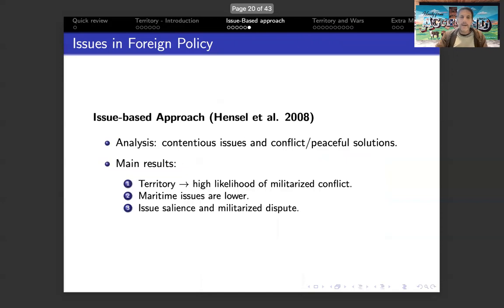Going back to the work by Hensel and his associates, what they do is test a series of hypotheses using data about different conflicts that revolve around different issues, trying to assess which of them are most likely to be viewed as contentious issues, which means which types of issues are more likely to trigger conflict-type solutions, and which others are more likely to trigger peaceful solutions. So overall, what they found is that territorial issues are more likely to produce a militarized conflict than other types of issues.